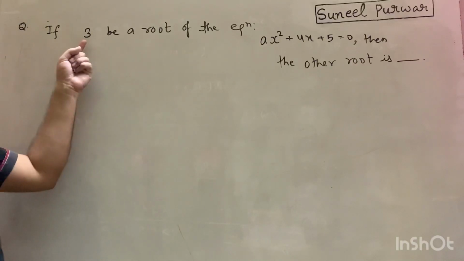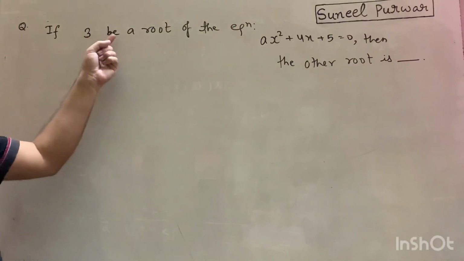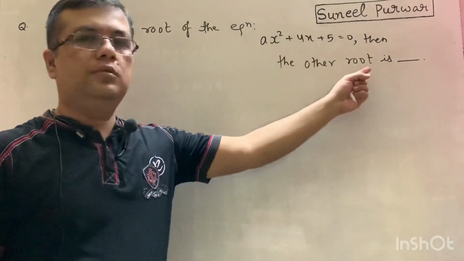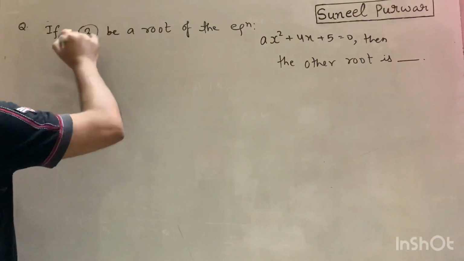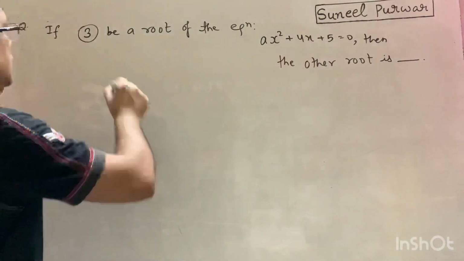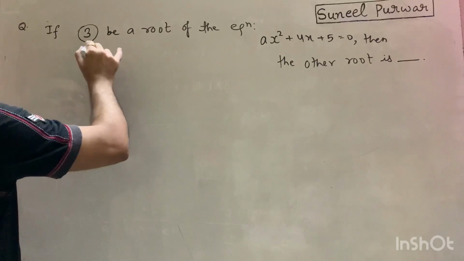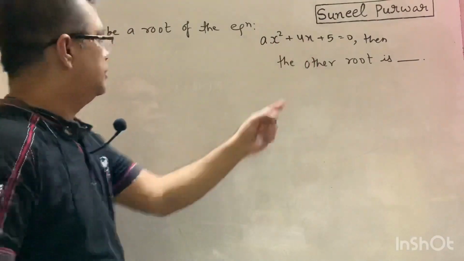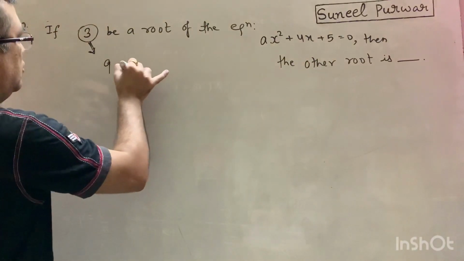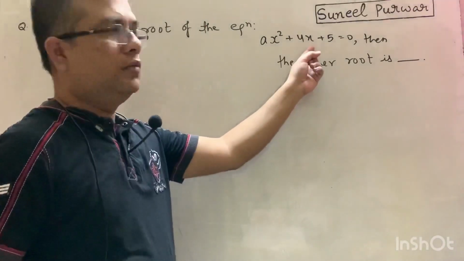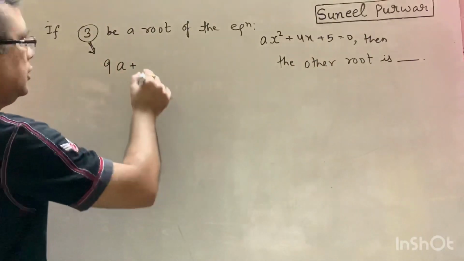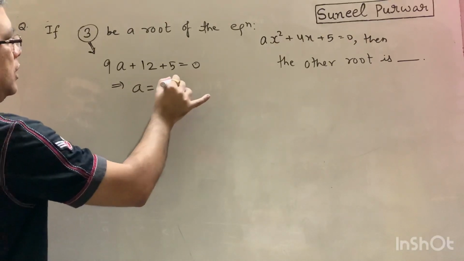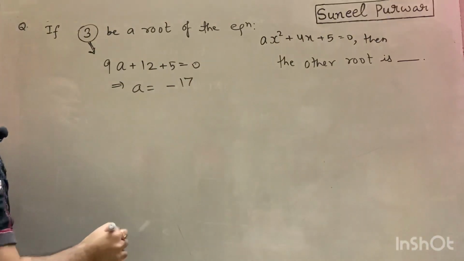In this question, the information is if 3 is a root of this quadratic equation, then what is the other root? Now, as this number is a root, it will satisfy the equation. So, once you satisfy this equation, you will have what? Put x equal to 3. You get 9a plus, continue to put 4 into 3, 12 plus 5, 17. So from here, what is the a value? Minus of 17 by 9.